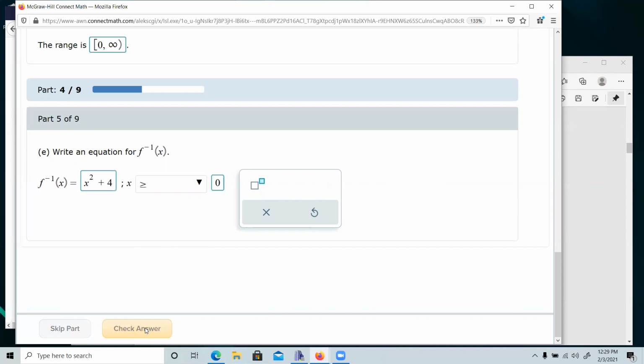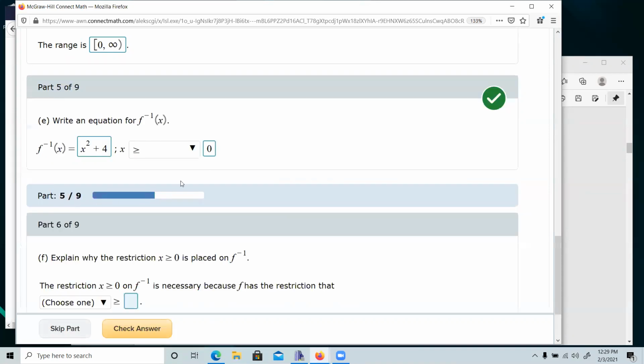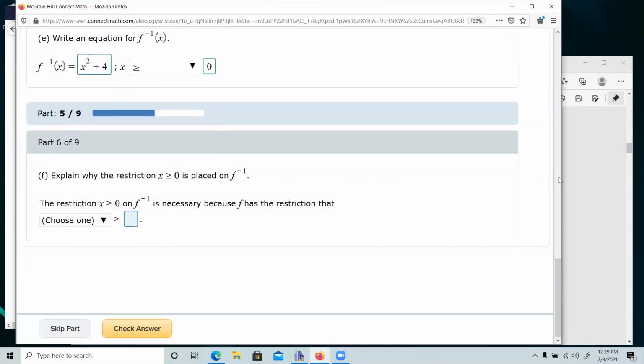It's weird. I wonder why they don't tell us to put it in interval notation. I mean, they do everywhere else, right? So why wouldn't they do it this way too? But for whatever reason. Okay.